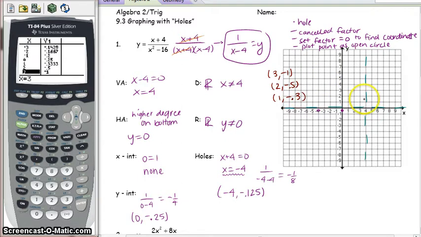And then 3 points to the right. So that's going to be our values of 5, 6, and 7. So let's scroll down.